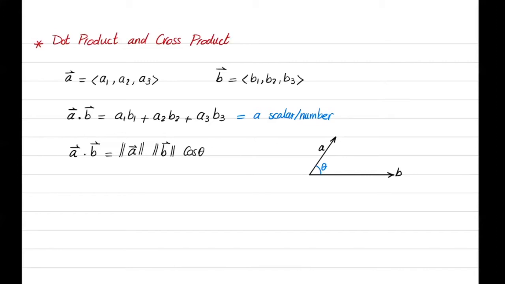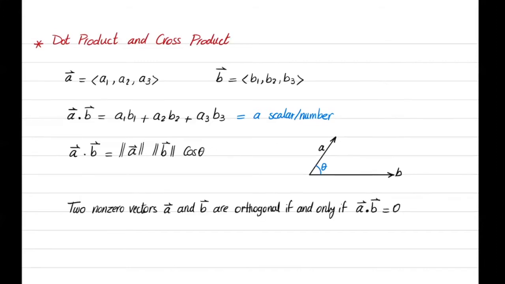So we can write a criterion for orthogonal vectors, which says two non-zero vectors A and B are orthogonal if and only if the dot product of these two vectors is equal to 0. As you know, orthogonality means that two vectors have the angle of 90 degrees. So here, if we have vector A and also a vector B, and the angle between them is 90 degrees, which means that the cosine of 90 will be equal to 0, so the dot product will be equal to 0.